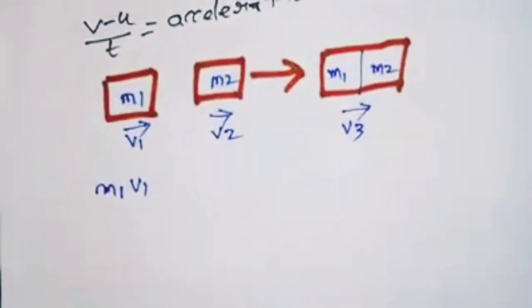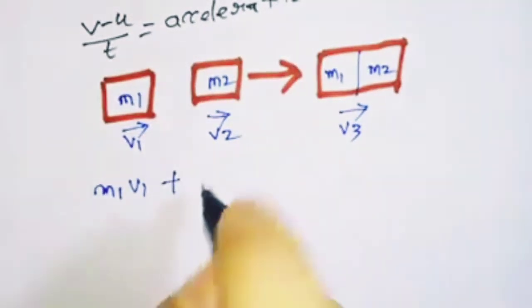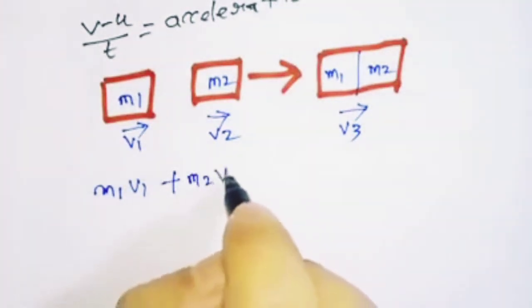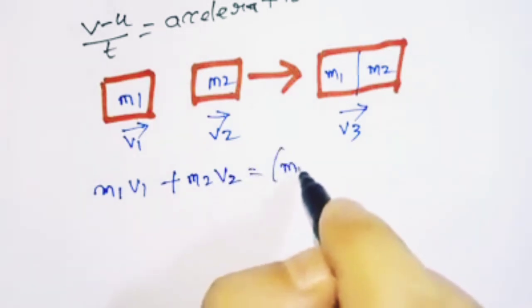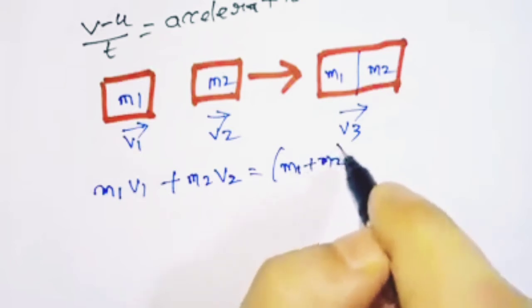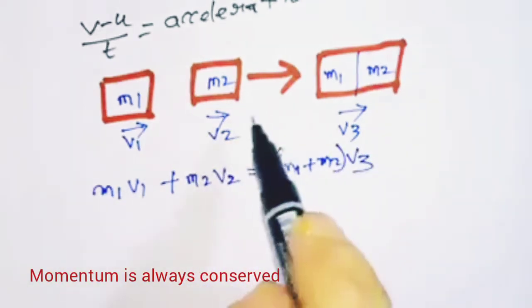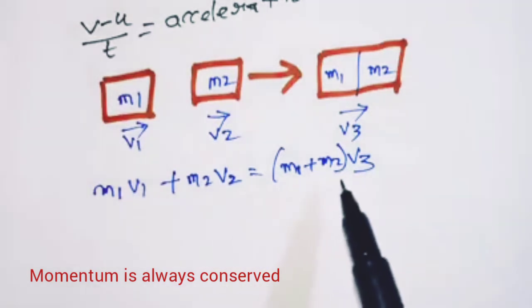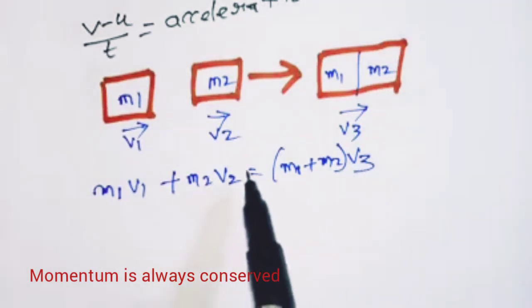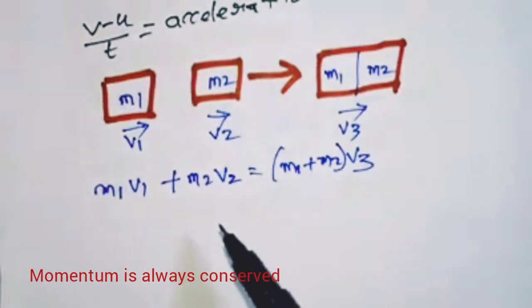So m1 v1 plus m2 v2 will always be equal to the new one, which is m1 plus m2 times the velocity. This is v3. So momentum is always conserved. That means the momentum we started with, added together, equals the new momentum on the next part, m1 plus m2 times v3, and this will always be equal because momentum is always conserved.